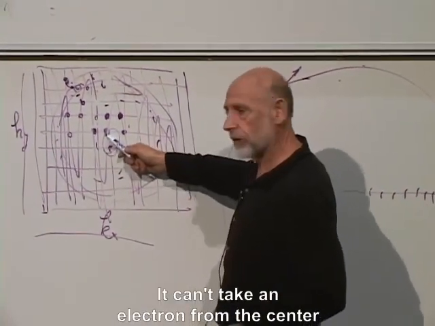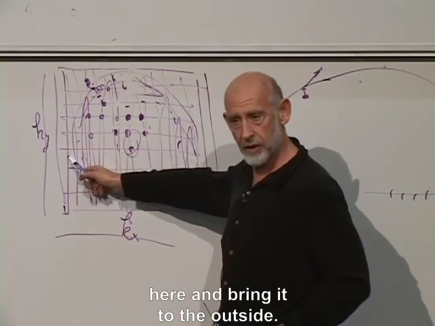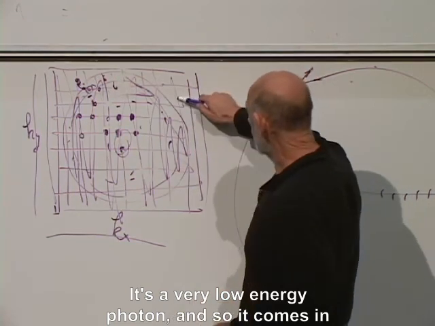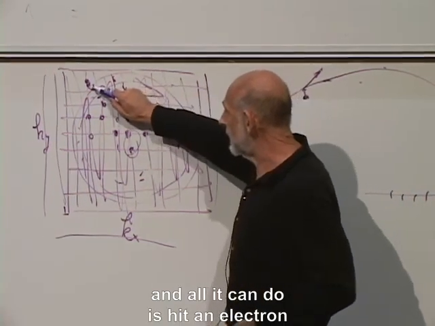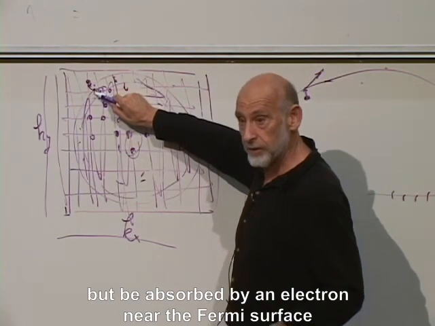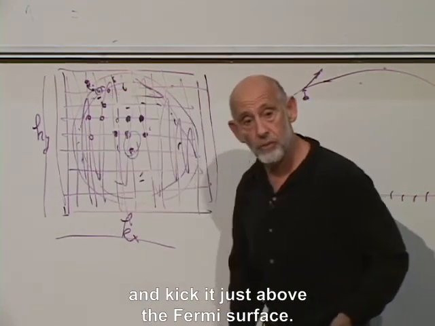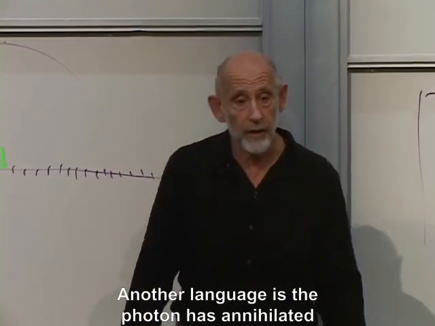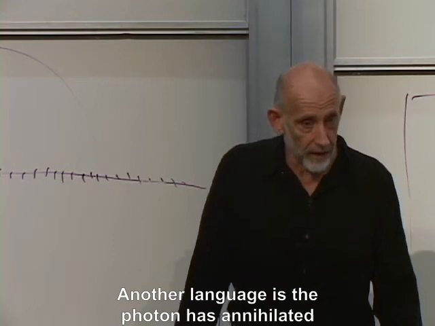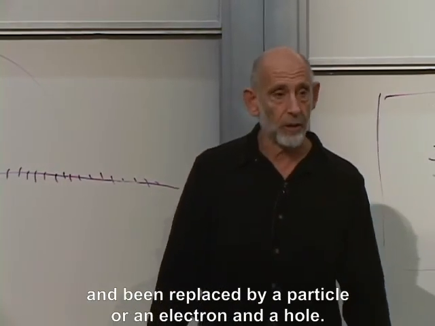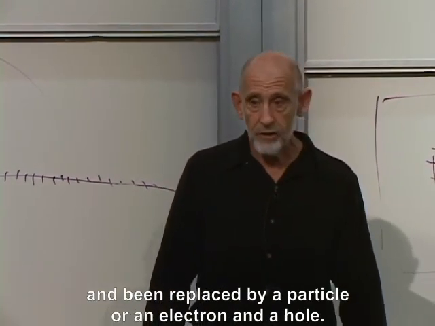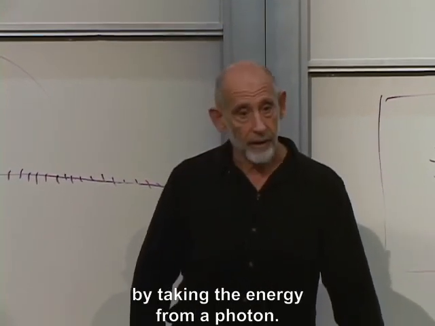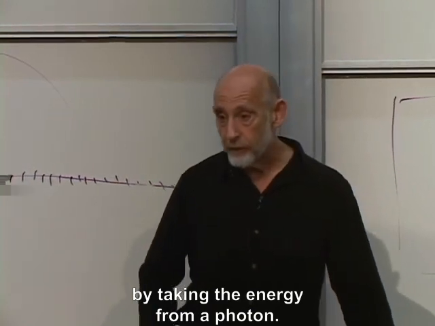It can't take an electron from the center here and bring it to the outside. That would take a lot of energy. It's a very low energy photon, so all it can do is be absorbed by an electron near the Fermi surface and kick it just above the Fermi surface. Another language is that the photon has annihilated and been replaced by an electron and a hole. So it's particle-hole creation by taking the energy from a photon.